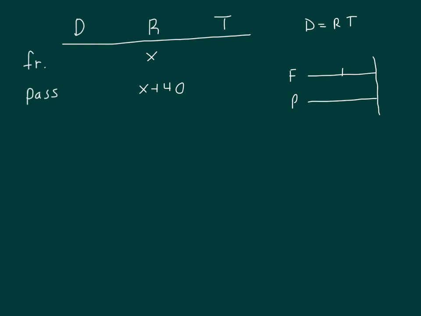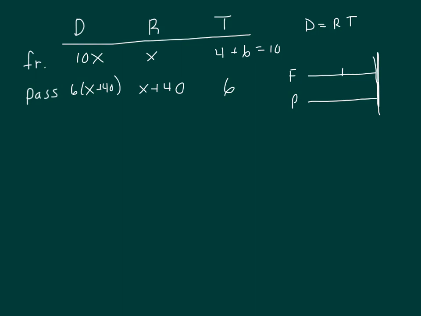So that means that the freight train's time is 4 hours. He started 4 hours beforehand, and then plus 6. That's going to be the time when their distances are equal. And the passenger train is gone for 6 hours. So how do you find distance? Distance is rate times time. So this will be X times 4 plus 6, which is 10, so this will be 10X. And this will be 6 times X plus 40.